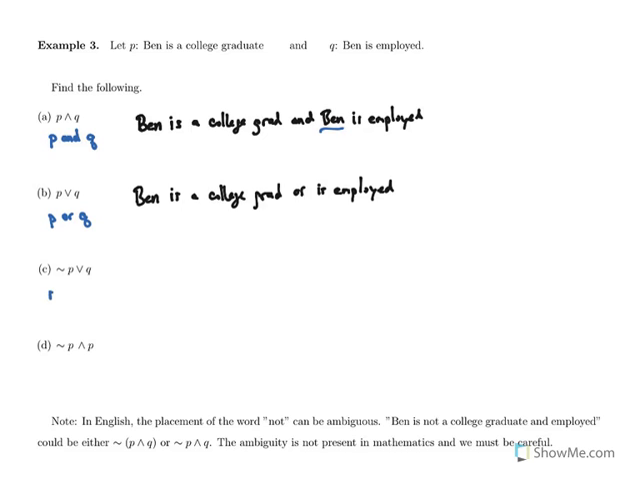All right, next one is not P or Q. And that not only refers to the P, not the whole thing. If it were not P or Q as total, it would be down here with parentheses. And we'll talk about that in a second. So the opposite of Ben is a college grad is Ben is not a college grad. And then or we could say that Ben is employed.